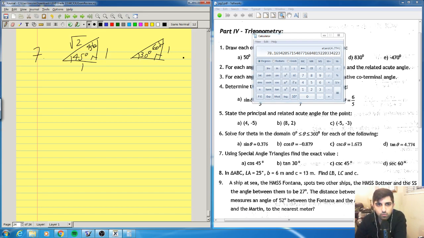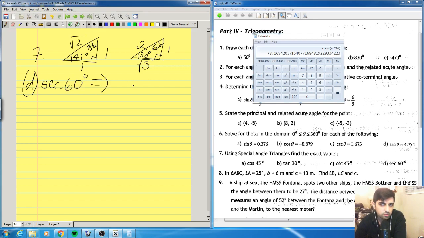Opposite the 30, you have 1. So the hypotenuse is double that. And then by deduction, you can find through the Pythagorean theorem that the final side length is root 3. So find the exact value. So what does that mean? Well, it wants secant 60. I'm just going to do D. So secant 60.